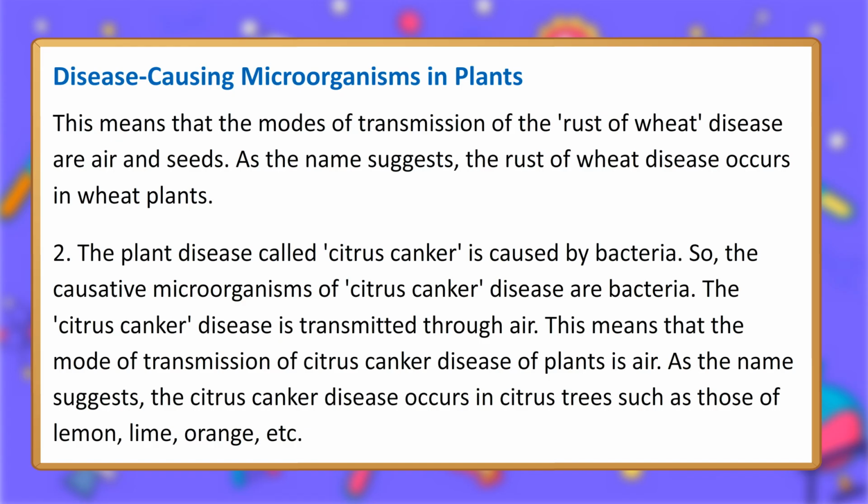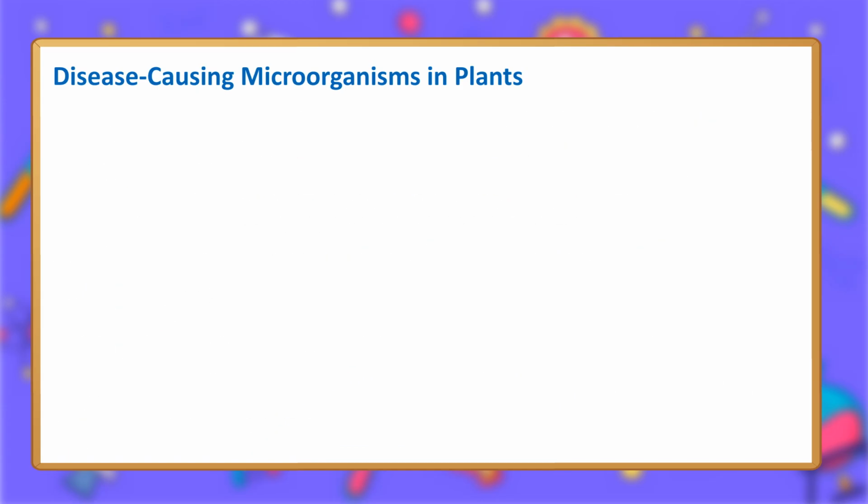2. The plant disease called citrus canker is caused by bacteria. So, the causative microorganisms of citrus canker disease are bacteria. The citrus canker disease is transmitted through air. This means that the mode of transmission of citrus canker disease of plants is air. As the name suggests, the citrus canker disease occurs in citrus trees such as those of lemon, lime, orange, etc.